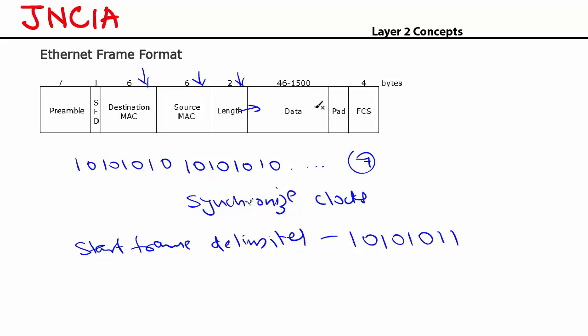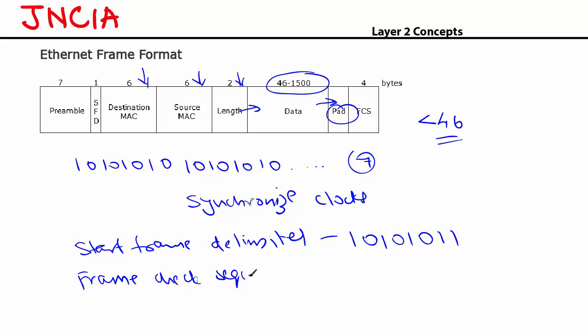And then we have the actual payload or the data, which could be anywhere between 46 to 1500 bytes. After data, we have some padding, which means if your data or your payload is less than 46 bytes, we add some padding to make it a minimum of 46 bytes. And then finally, we have 4 bytes of FCS, which stands for Frame Check Sequence. It is used to make sure that the frame has not been damaged in transit.